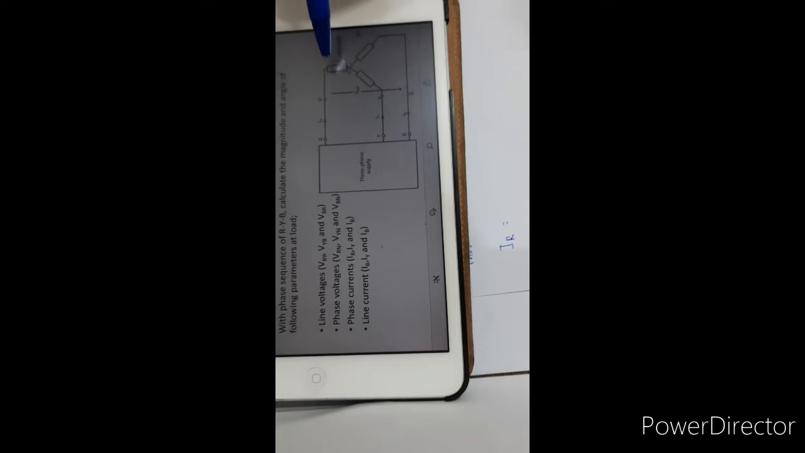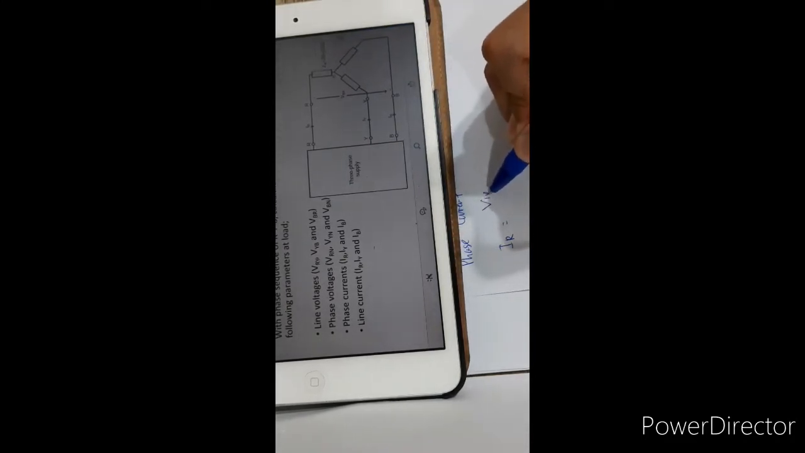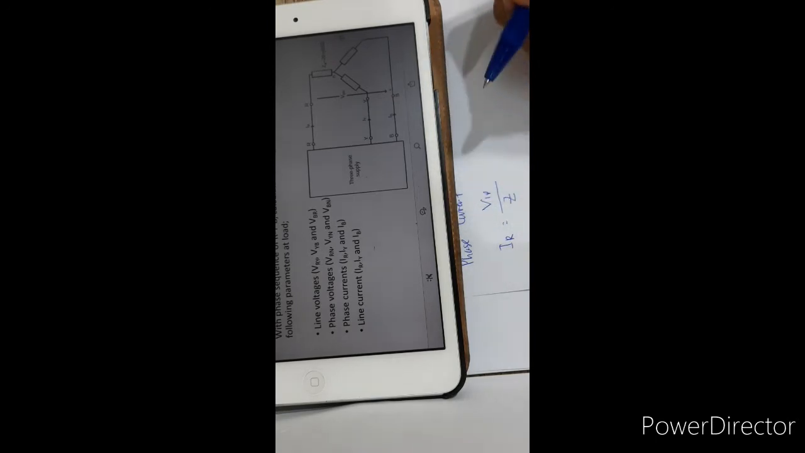So we know that for Y connection, the current will be similar for line and for phase. If we refer to this diagram, the same current from the line will flow at the phase. The phase current will flow through Z, our impedance. So remember the equation: I equals V phase divided by Z per phase.